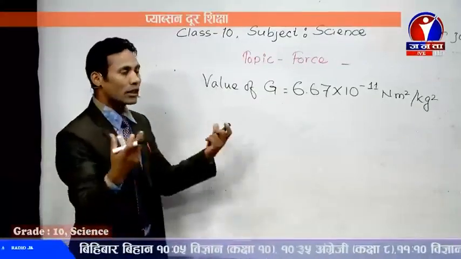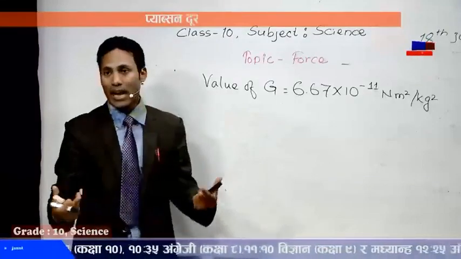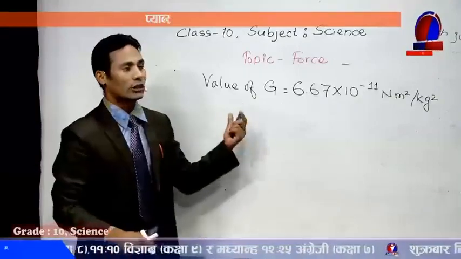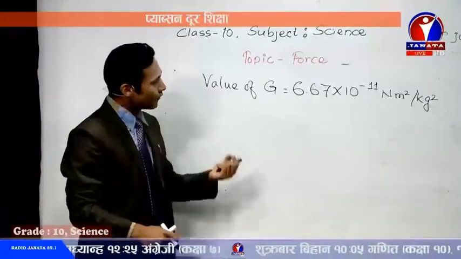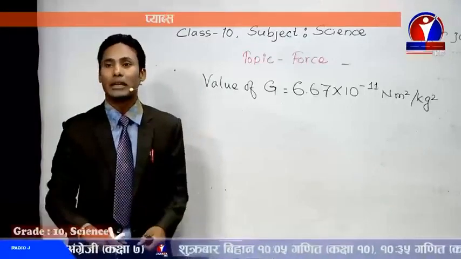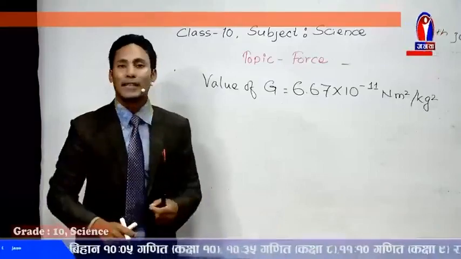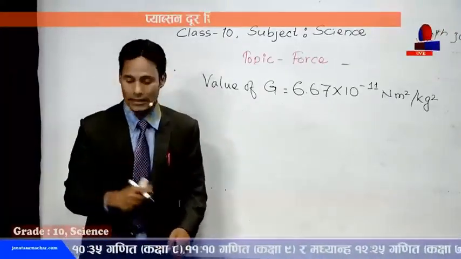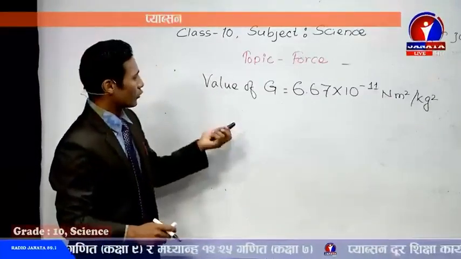Suppose I put the object in air, no problem. The medium is air, the value of G is the same. And if I put the object in water, the value of G also doesn't get affected. So due to this reason, that it is not affected by any kind of medium or any kind of material, this value is constant everywhere. So it is called the universal constant. Clear? Okay.